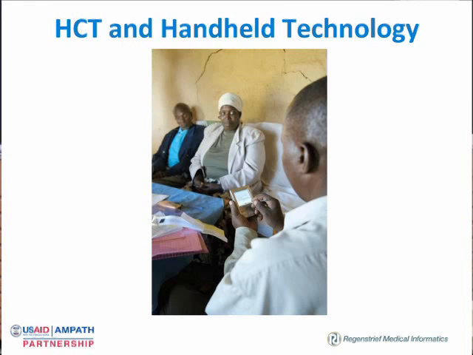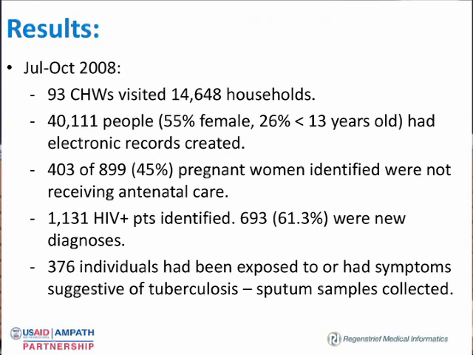And this was from 2008. We've tested maybe 400, 500,000 people by now. But some of the things, for example, 45% of the women were pregnant, but they'd never gone for antenatal care. We had 693 of the HIV positive patients, basically 61.3% of the HIV positive patients identified had never known that they were HIV positive and had never sought care for it. And about 376 individuals were at high risk for TB, and they'd never really been tested for it.